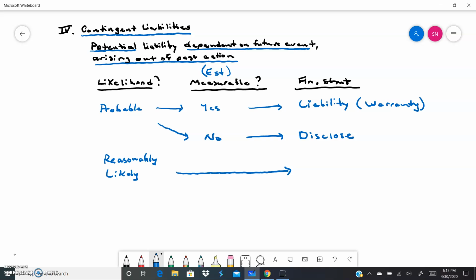So here, reasonably likely, again, we're not going to be able to measure that or estimate that, otherwise it would have been up above. So again, we would still have to disclose this as well. And then the last one would be remote. So lots of times there are lawsuits, frivolous lawsuits filed all the time against companies with a remote likelihood of ever occurring. Here, really no obligation to disclose every little thing in the financial statements.